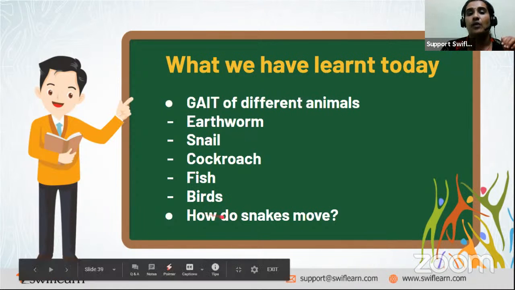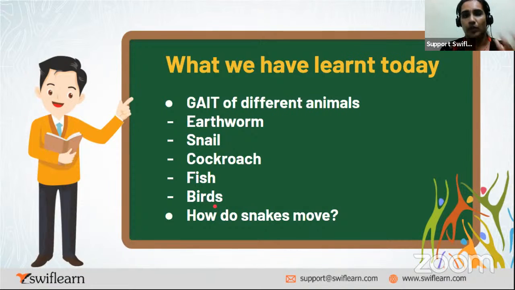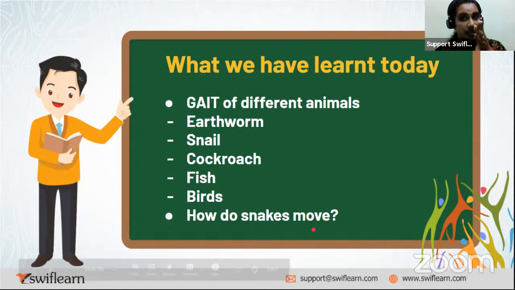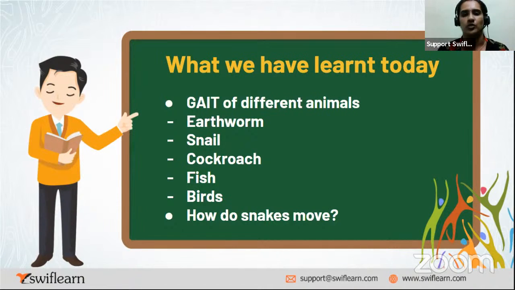Next, we studied birds. They fly. The forelimb is modified to wings and they fly. Then how do snakes move? Snakes slither. That is why they do not move in a straight line. They have a long backbone also. So that is how the snake moves. These are the different movements we studied in different animals.